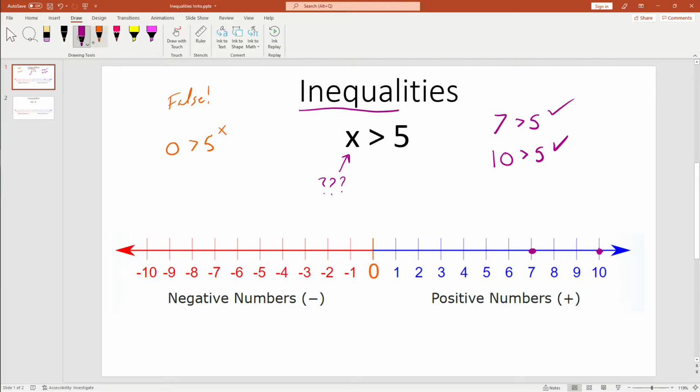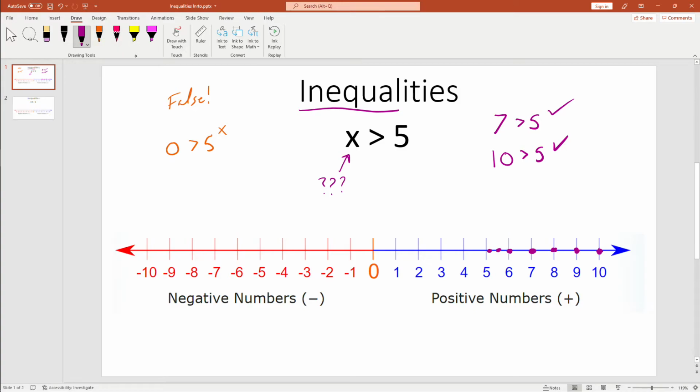Great. So we could write as many different solutions as we want, right? 6 works, 8 is bigger than 5, 9 is bigger than 5, 5.5 is bigger than 5, 5.1 is bigger than 5. Is 5 bigger than 5? No.